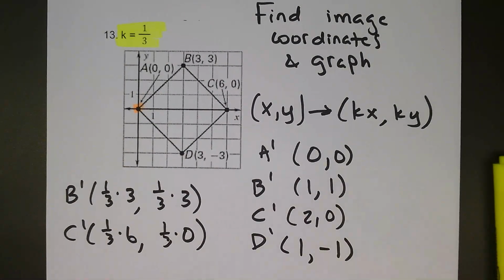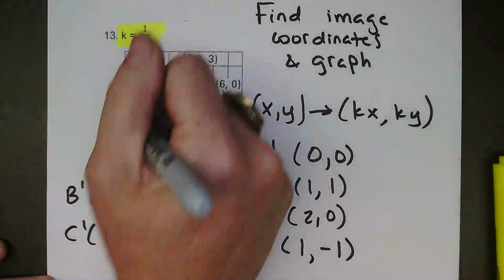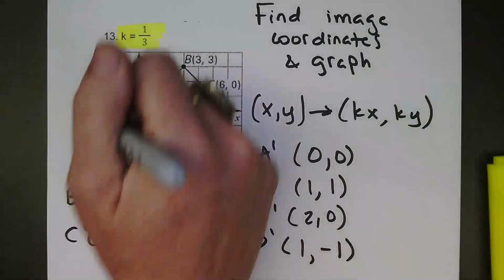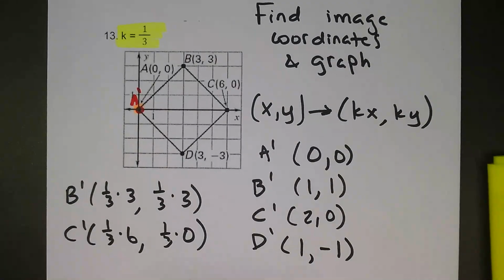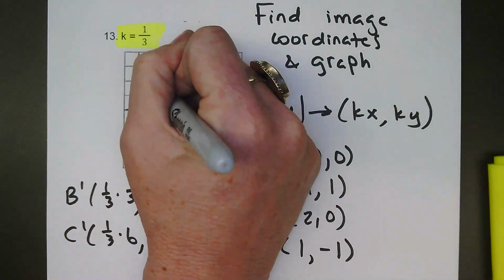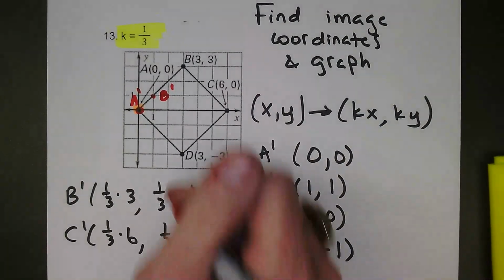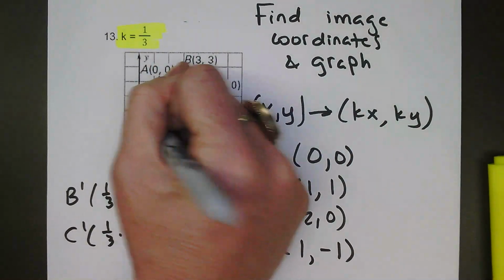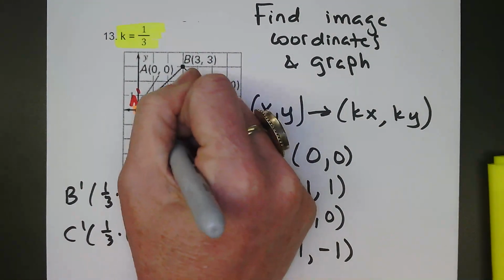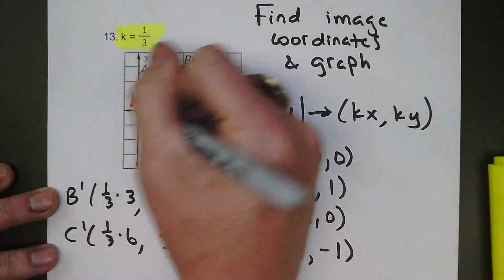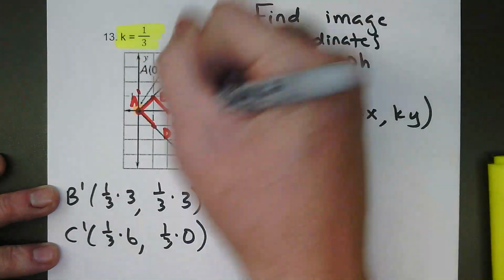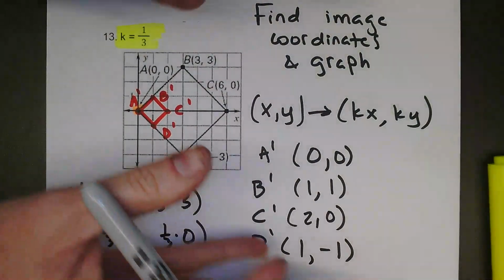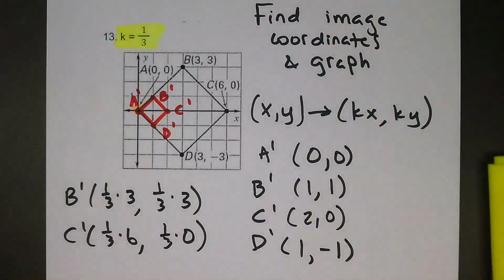I'm going to do all my prime points here in red. So my a prime is in that same location. I'll just label it as a prime as well. B prime is at 1, 1. So here it is, b prime. C prime is at 2, 0. And d prime is at 1, -1. So here it is, d prime. And you can see that that did make a nice little square, and we can see how visually it has shrunk down to the origin.